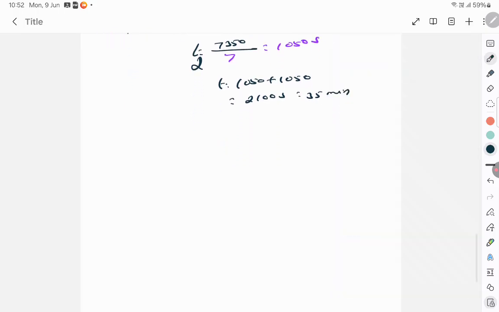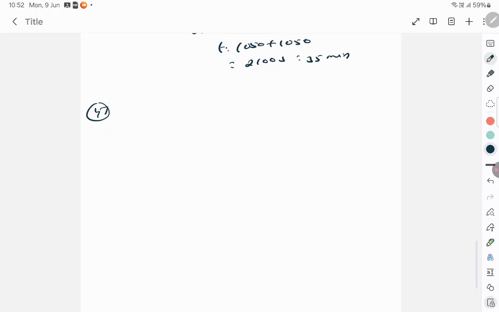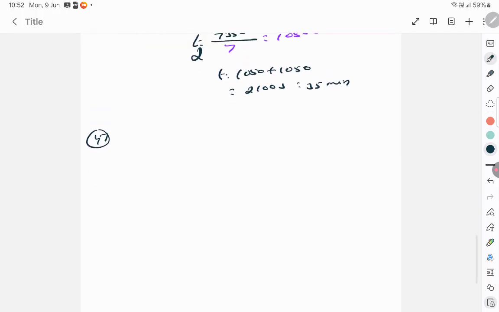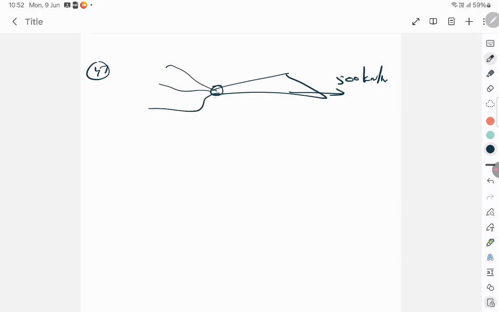So let's go to a very, very beautiful sum. The 47th question. A jet plane is traveling with a speed of 500 kilometer per hour and ejects combustion gas. The gas is getting combusted and comes outside with a relative velocity of the gas with respect to the jet of 1500 kilometer per hour.